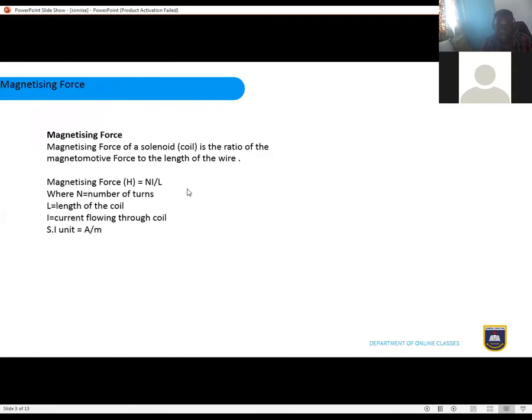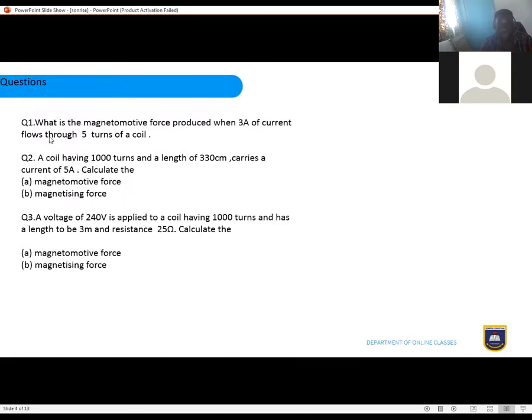So now let's go back to the question. What is the magnetomotive force produced when 3 ampere of current flows through 5 turns of a coil? So the number of turns over there is 5. The current over there is 3. So therefore, what's going to be our magnetomotive force?